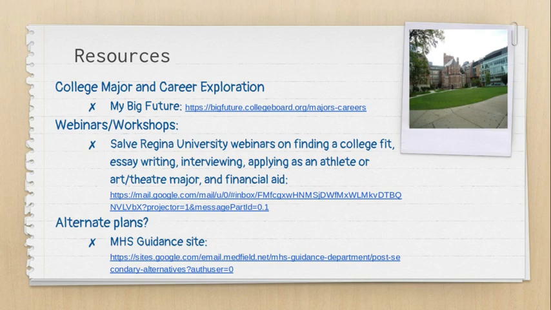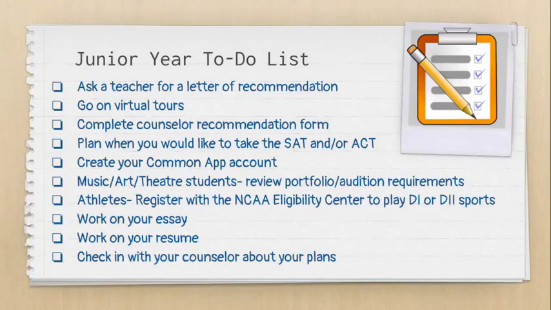There are also lots of webinars and workshops available for students and families. For example, Salve Regina University is hosting a number of webinars on topics such as finding a college fit, essay writing, interviewing, applying as an athlete or art and theater major, and financial aid. If you're someone who's not sure if they want to attend college after high school, or you're thinking you may not want to go right away, I encourage you to visit the MHS guidance website where you can learn about alternate future plans.